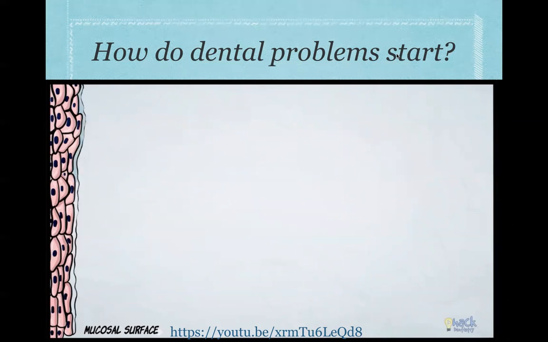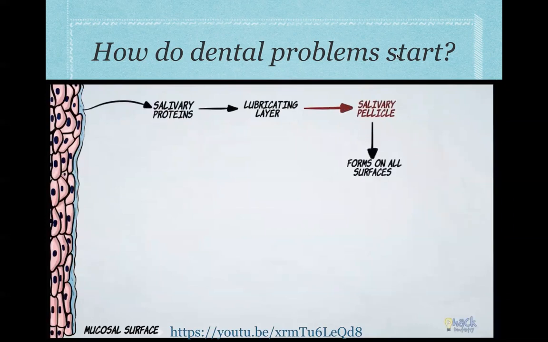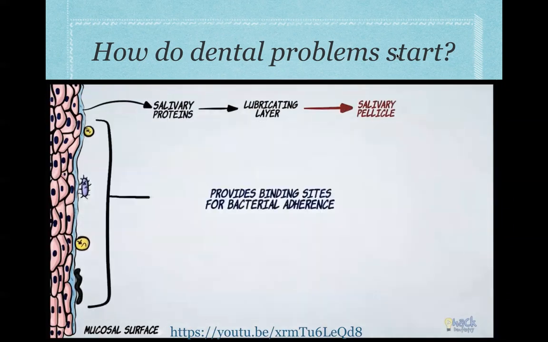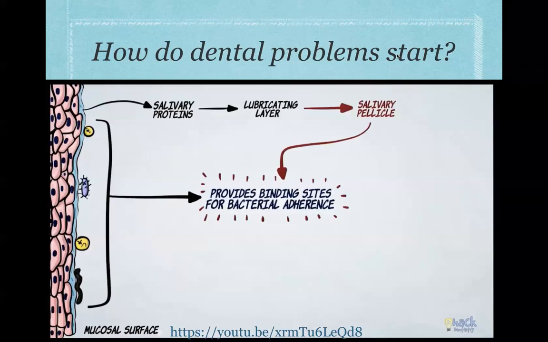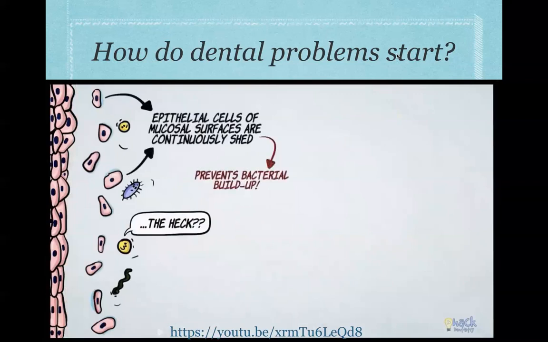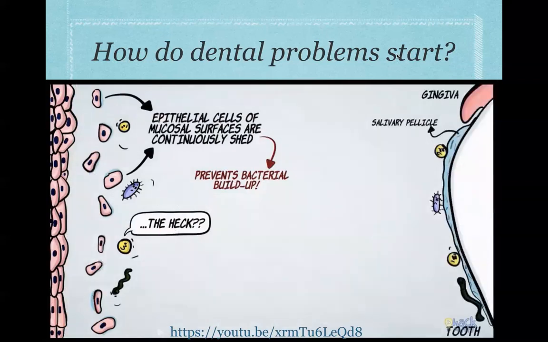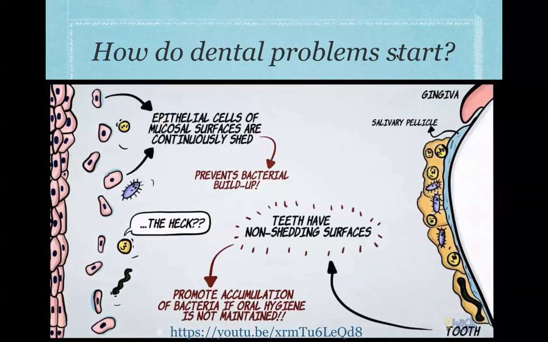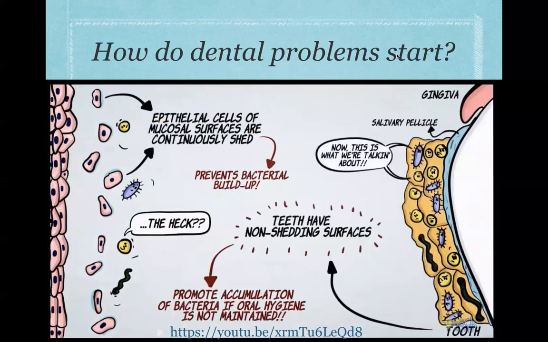Salivary proteins help form a lubricating layer called the salivary pellicle on all surfaces in the oral cavity. So while this helps in lubrication of mucosal surfaces, it also provides for binding sites that help in adherence of bacteria. Luckily, epithelial cells of the mucosal surfaces are continuously shed, and this prevents an excessive accumulation or buildup of bacterial deposits. The teeth, however, provide for non-shedding surfaces and promote accumulation of bacterial communities if oral hygiene is not well maintained.